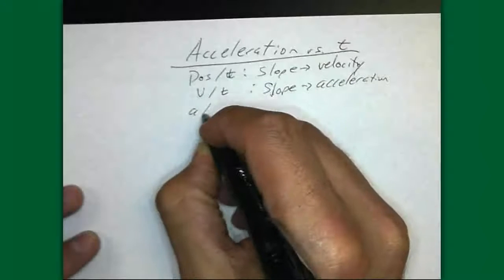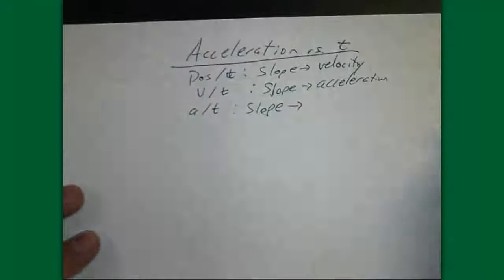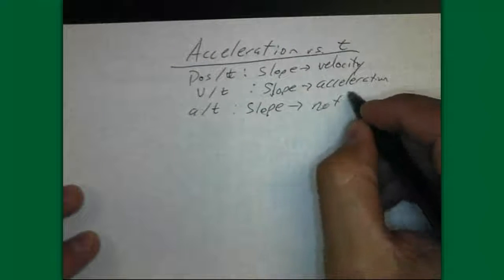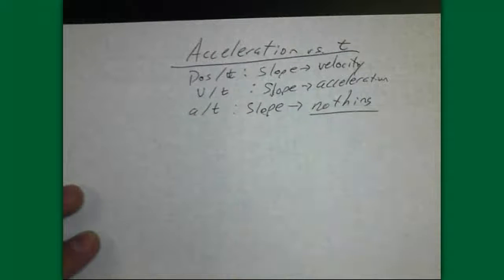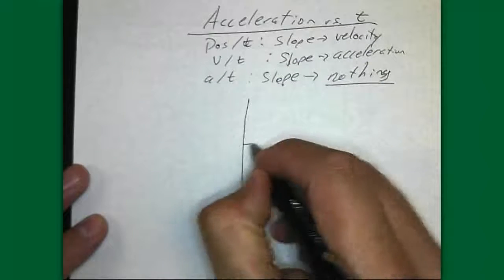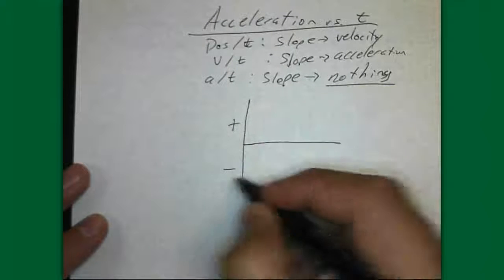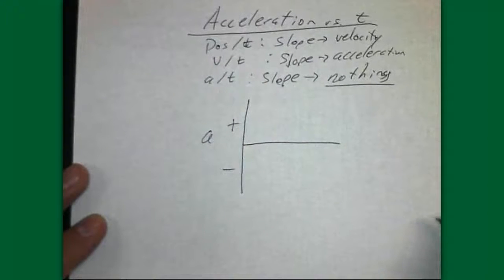In an acceleration versus time graph, slope actually doesn't represent anything. Okay, at least not in this class. Not that we're learning today. So that's why these tend to be pretty easy. This is going to be a quick video. All this is going to be is a graph that looks like this. You still have positive and negative values, positive on the top, negative on the bottom. Acceleration graphed on the y-axis, time on the x.